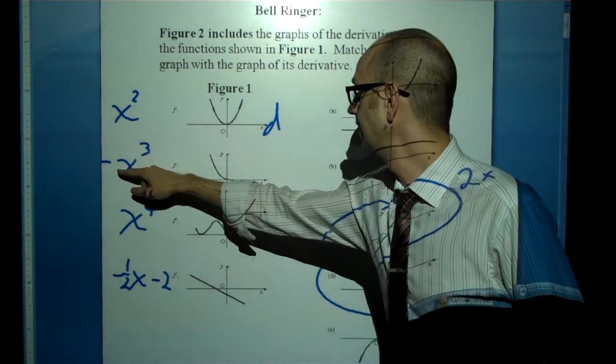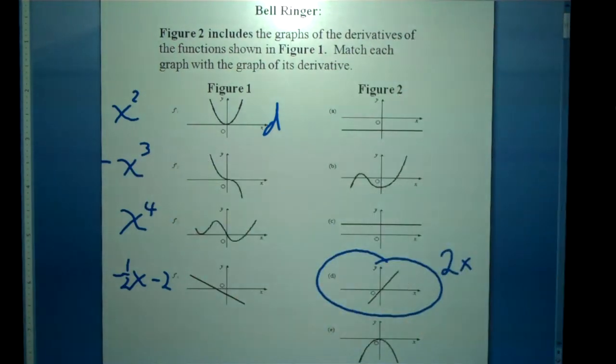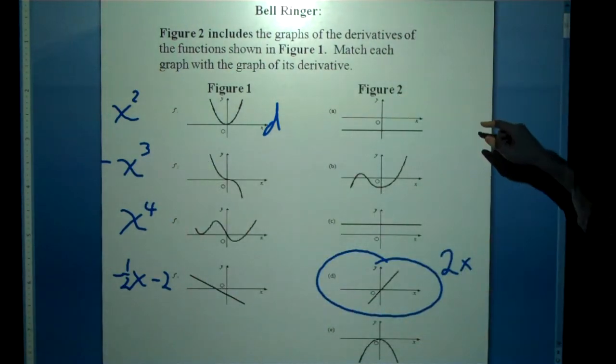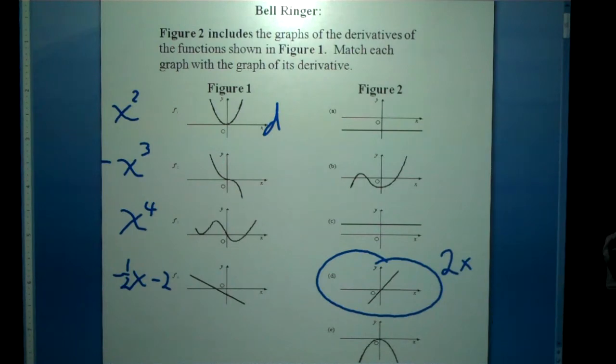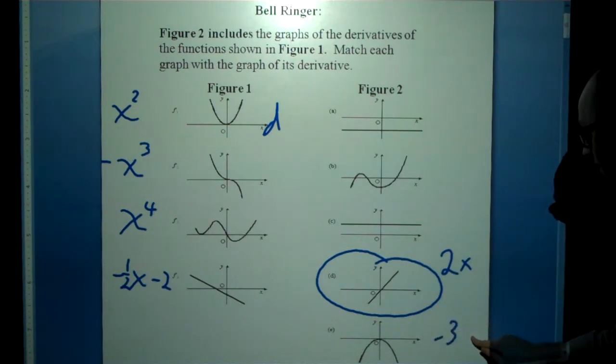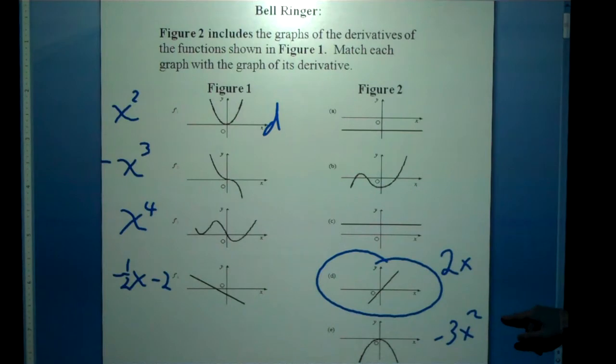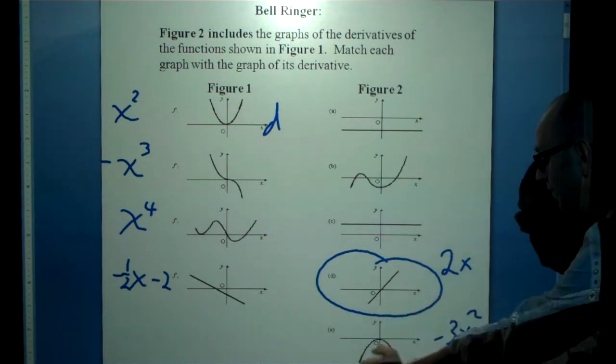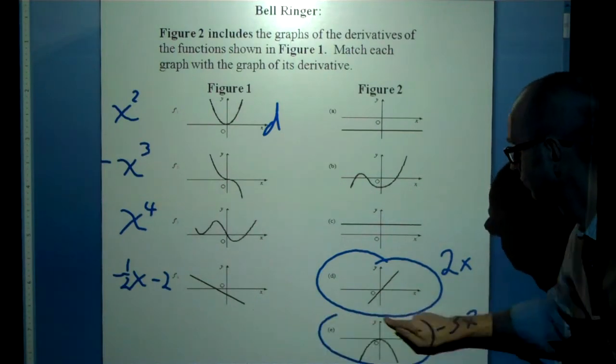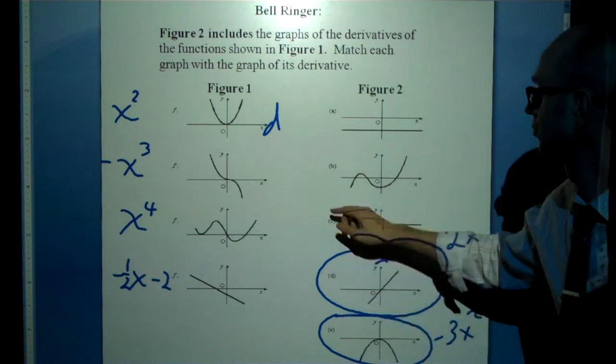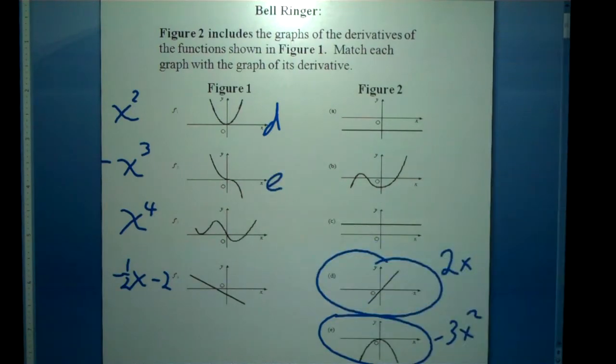Now we've got negative x cubed. The derivative of that would be something like negative 3x squared. Negative 3x squared. Well, we've got a quadratic. It's negative. It's opening downward. That's got to be this one right here. And so that was choice E. Must be this one here.